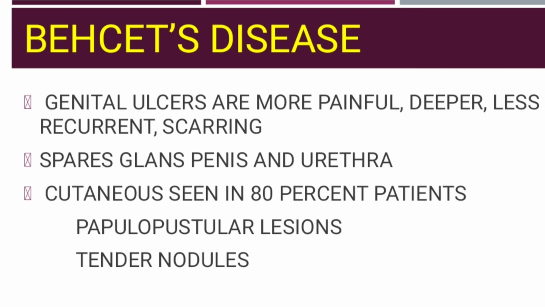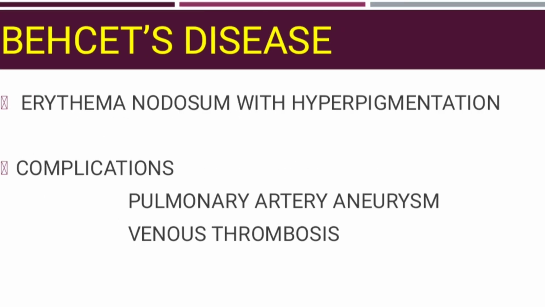Coming to the skin, in Behcet's disease, cutaneous manifestations are often seen in 80% of the patients. These cutaneous manifestations are papulopustular lesions and tender erythematous nodules on the medial tibia. We call it erythema nodosum. This erythema nodosum with hyperpigmentation is seen in Behcet's disease.